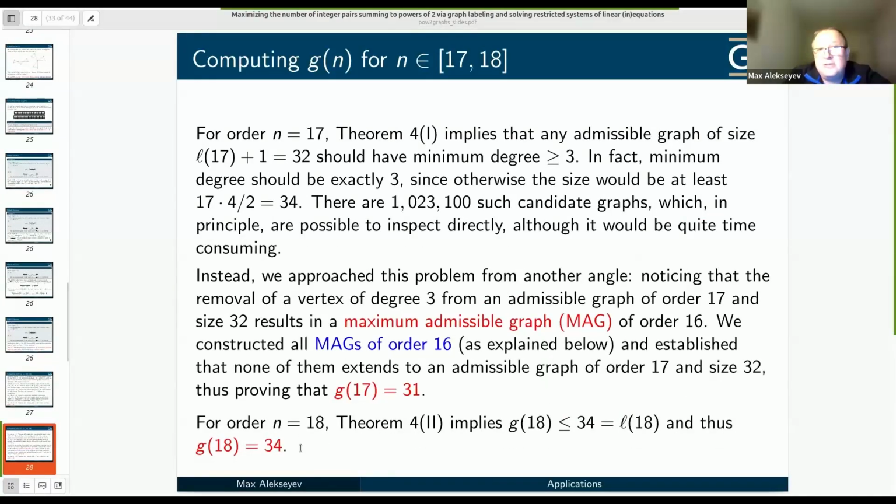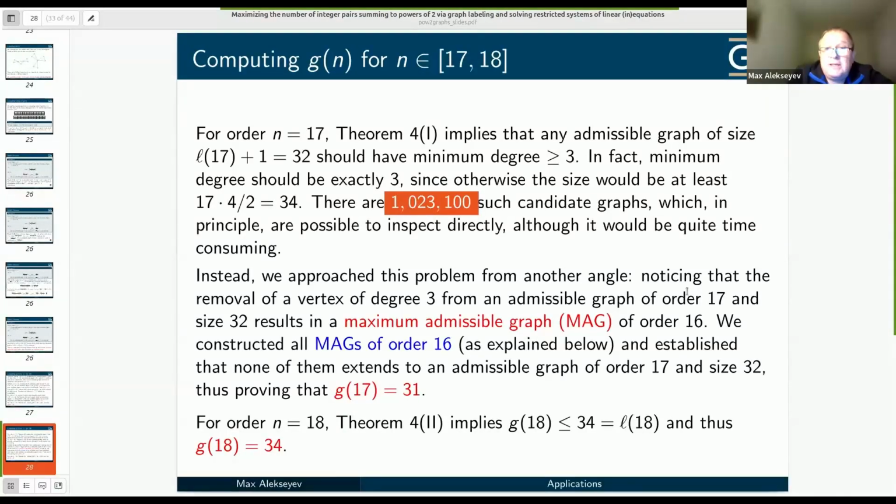Then let us take a look at n equals 17 and n equals 18. For 17, we get that we need to look at size 32 and minimum degree at least 3. In fact, the minimum degree should be exactly 3, since otherwise such a graph is not possible. But unfortunately, if we take the route we considered for the previous graphs, there are over 1 million candidate graphs to consider. In principle, it can be done, maybe employing some high performance computing, but I decided not to consider this many graphs. Instead, I took an alternative route.